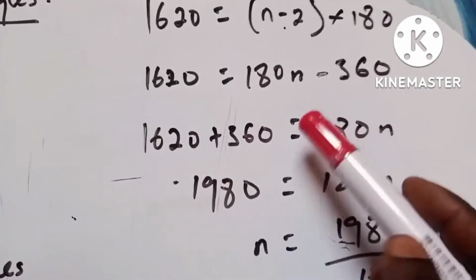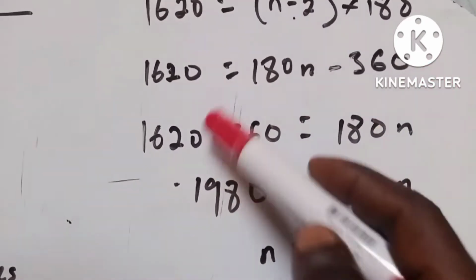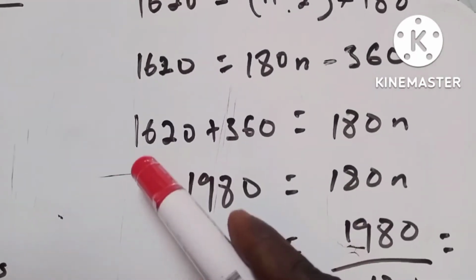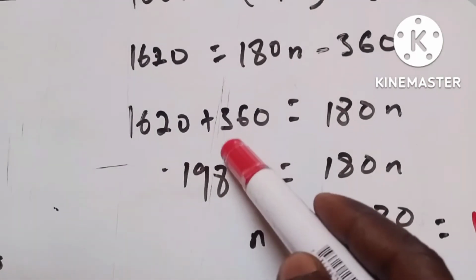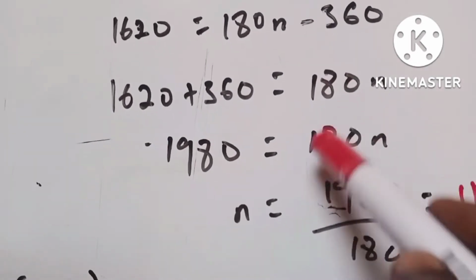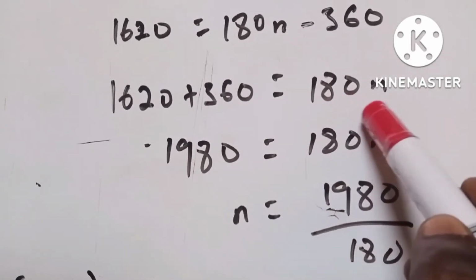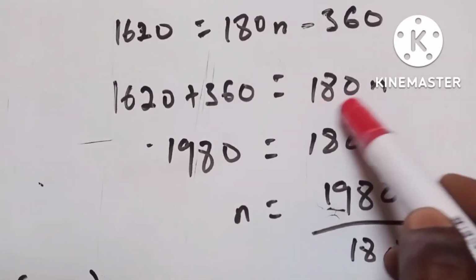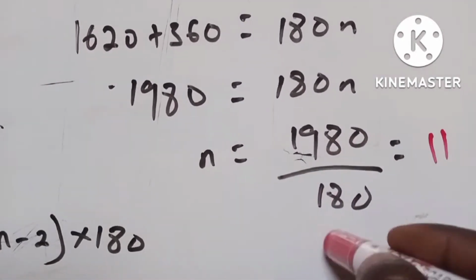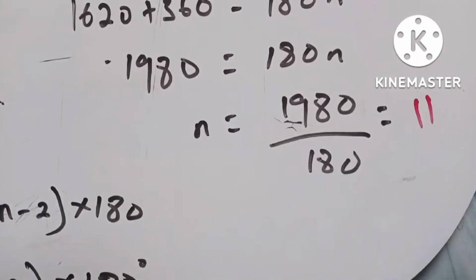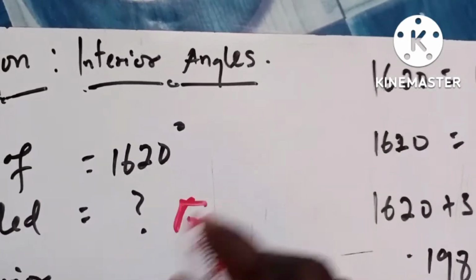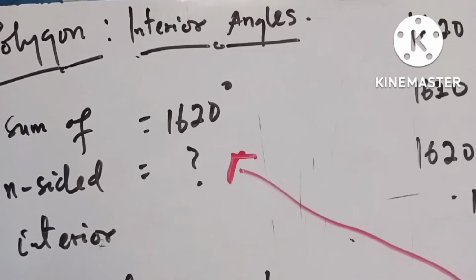So this is the procedure. You have this thing equal to that, so we are going to add 360 to both sides of the equation, right? Once you add that, this guy vanishes here. So you have 1620 plus 360 equal to that. Here we are going to divide both sides by 180, because n is what we are looking for. So we divide here by 180 and then here by 180. So we are going to have 1980 divided by 180. So the answer is 11. That tells me that the polygon we are dealing with has 11 sides.